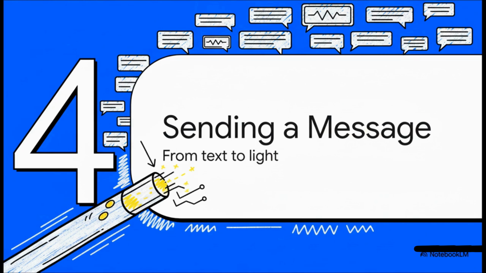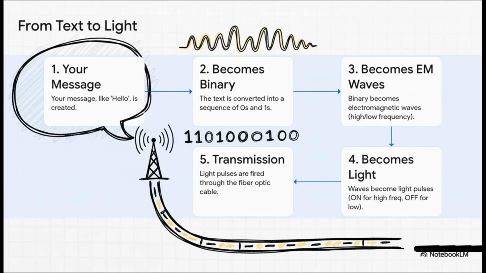Okay, so we've built our light tunnel. Now, how do we use it to actually send your hello text message? Well, it's all about translation. First, your hello gets turned into binary code, a string of ones and zeros. Then, your phone turns that into electromagnetic waves. A 1 is a high-frequency wave, a 0 is a low one.